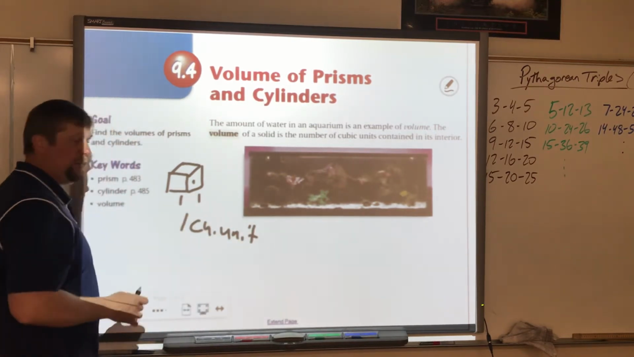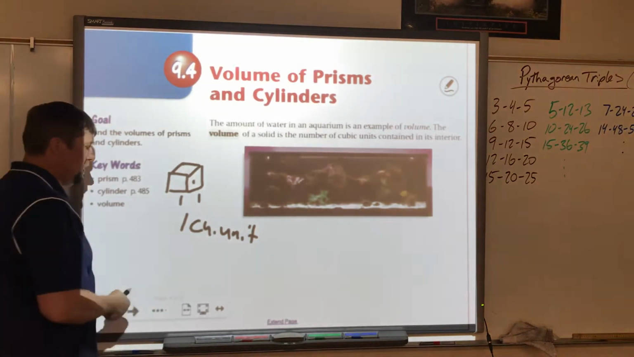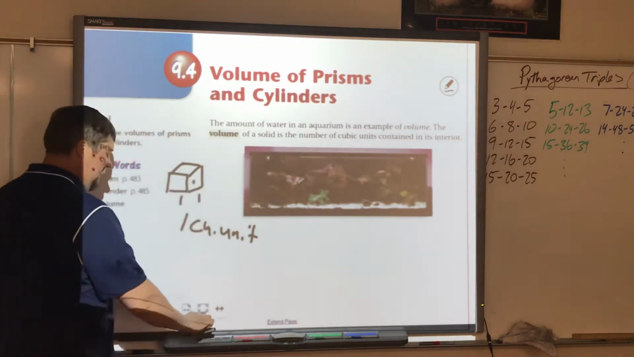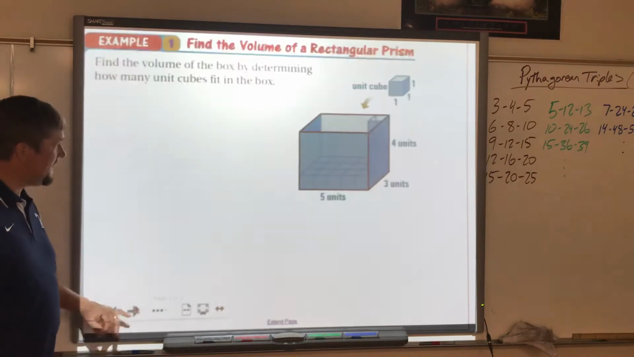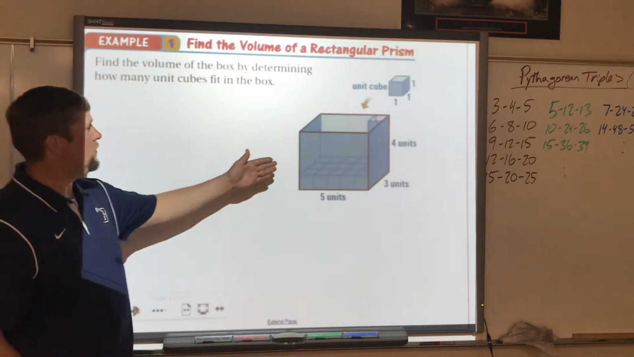If they're feet, then it'd be cubic feet. If it's inches, it's cubic inches. But how many of these little cubes can be placed inside of this figure? So this is what they're talking about.